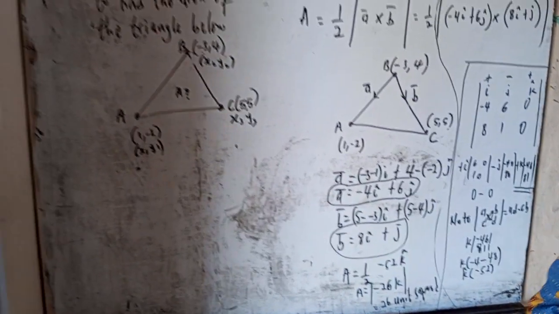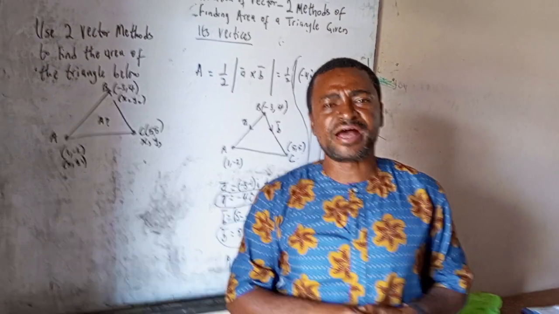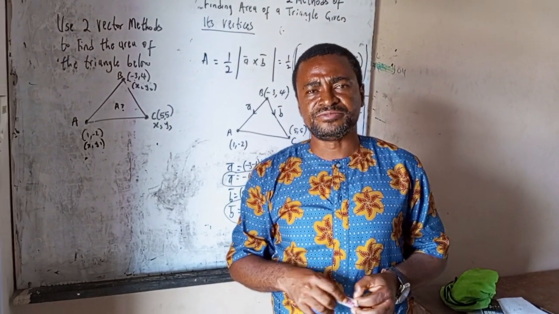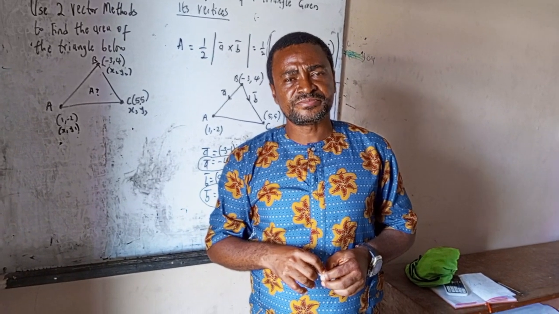Those are the two basic methods of determining the area of a triangle given the coordinates of its vertices.